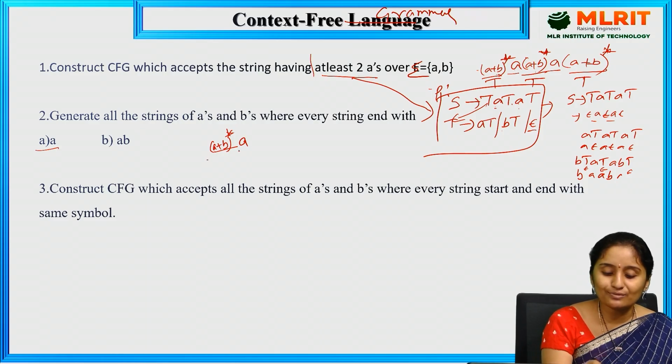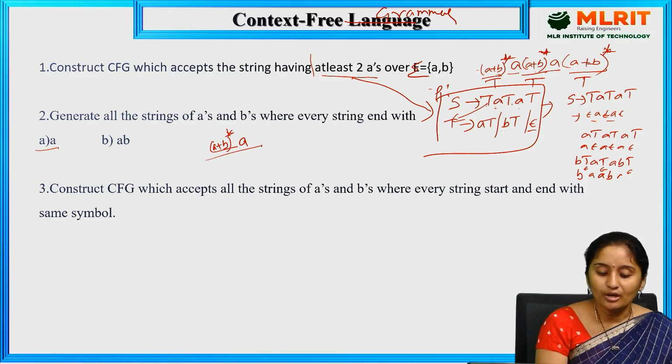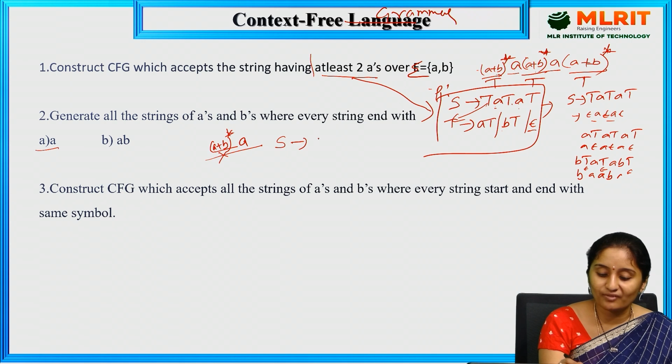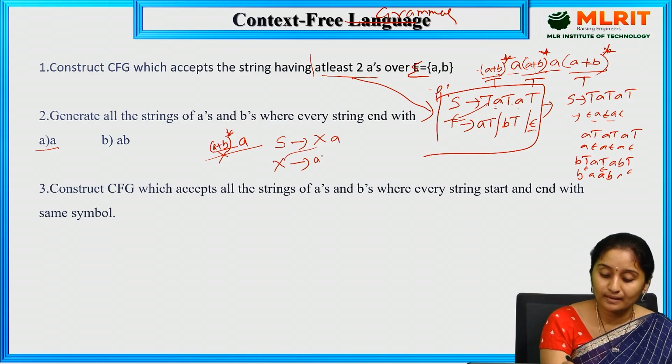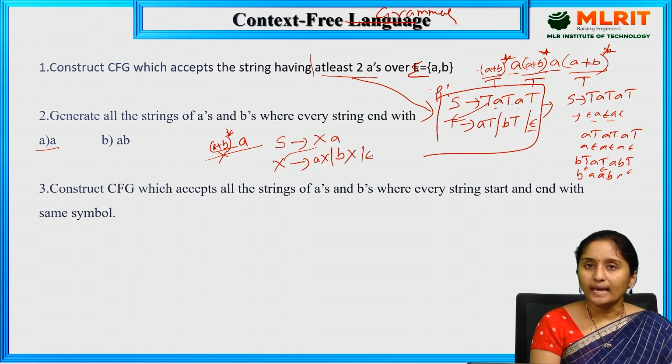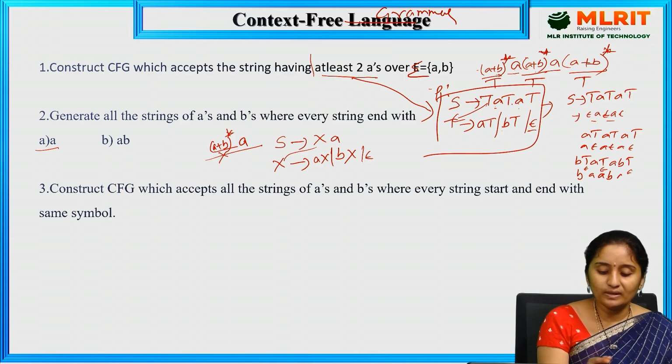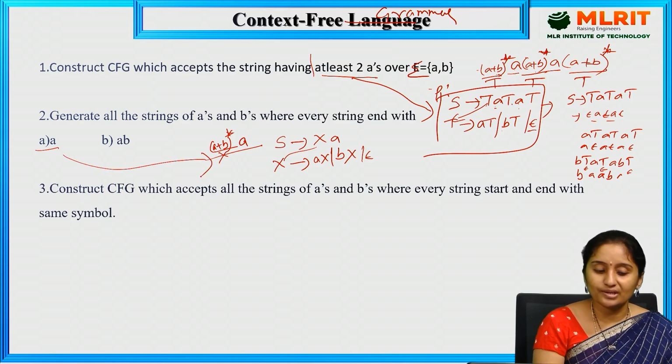So for this one we are going to generate the context-free grammar. How can I generate it? Let me take S. S produces X A. I am replacing this (A plus B) star with some variable X, a non-terminal. This X I am again reproducing: X is replaced with AX or BX or epsilon. We can have epsilon. In this way, the context-free grammar is generated for the given strings that should end with A.